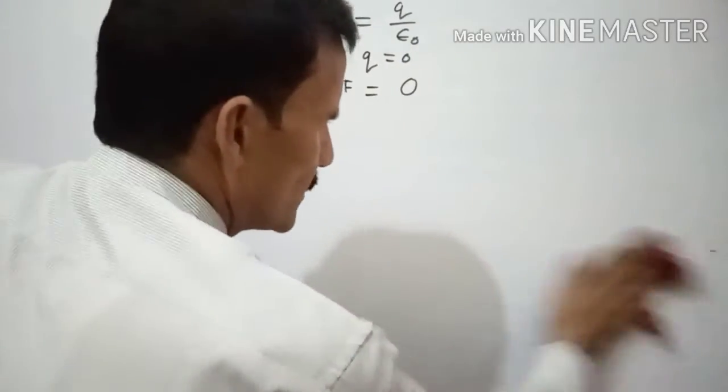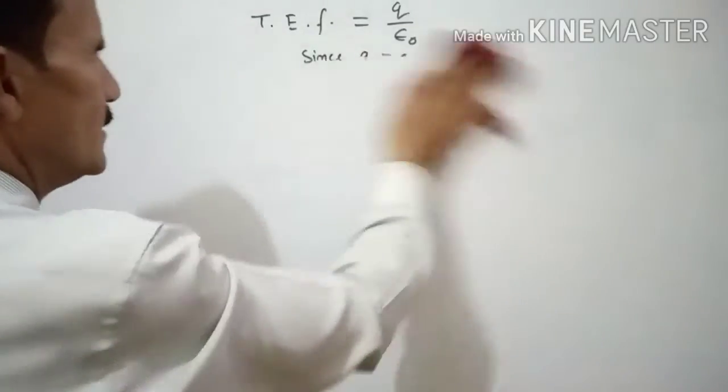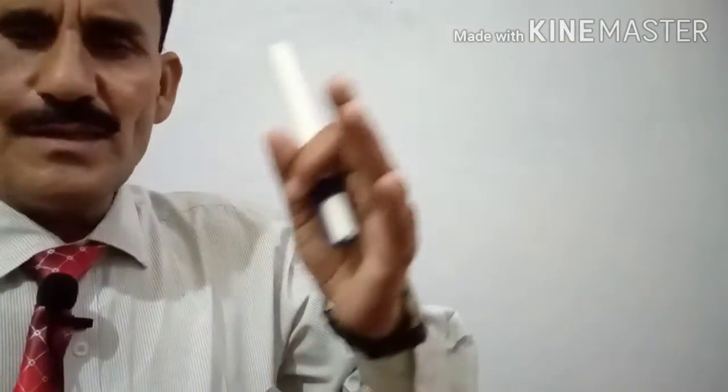Sometimes the Gauss law is also stated like this. If the surface is closed, then since Q is 0 and there is no Q, the total electric flux becomes automatically 0. So you can state the Gauss law in that way also. If any closed surface contains no charge, then the total electric flux associated with the closed surface is always 0.